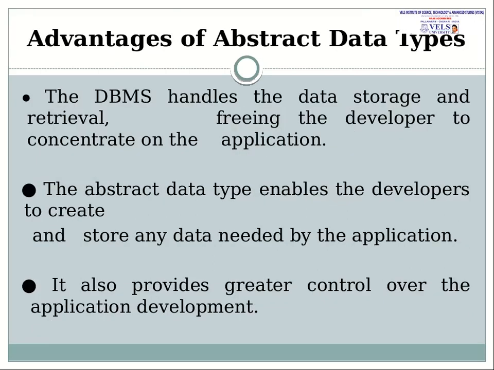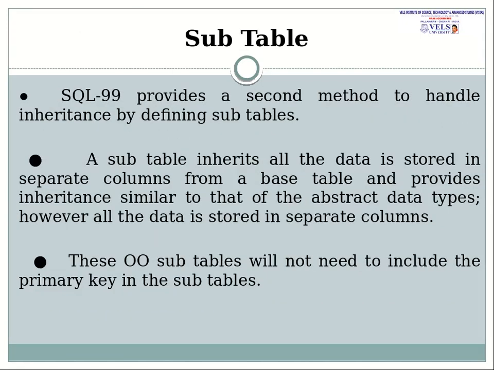And what are the advantages of abstract data types? The DBMS handles the data storage and retrieval, freeing the developer to concentrate on the applications. So abstract data types enable applications to create and store data. They also provide control over application development. When developing an application, an object oriented database system is more flexible compared to a relational database. And next one is subtables.